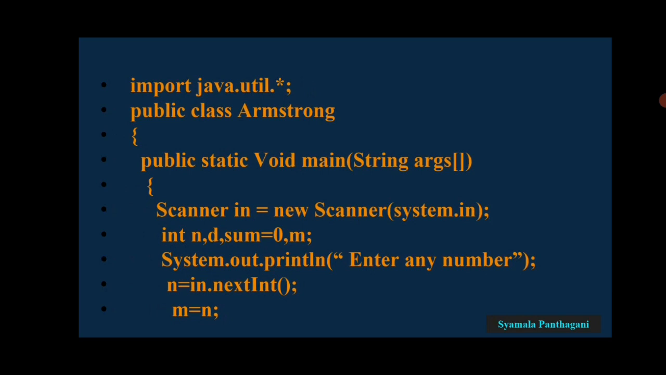Now open braces, again public static void main(String args[]) and open the curly brackets. Every program starts from the main method. That's why we are writing the main method for every program. Now Scanner in = new Scanner(System.in). In this statement, we are creating an object in for the class Scanner to run the input statements.